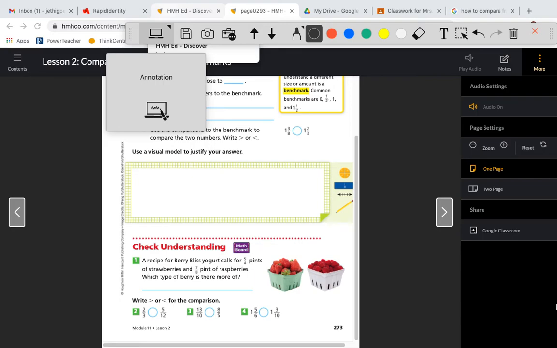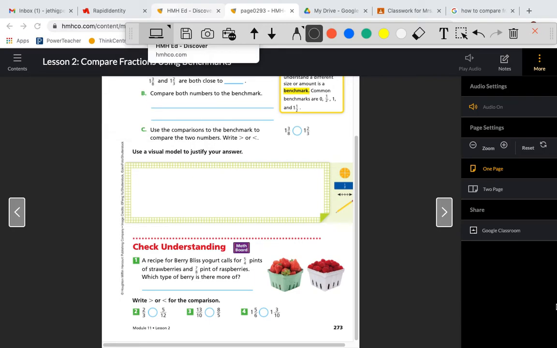Okay, so you should have had a chance by now to do check understanding, so let's look at this together. Number 1, a recipe for berry bliss yogurt calls for 5/4 pints of strawberries and 7/8 pints of raspberries. Which type of berry is there more of? So hopefully you used one of the strategies in the lesson. You could have used a number line, you could have drawn out the benchmark using the fraction strips, but when you did that, you should have found that there were more strawberries than raspberries.